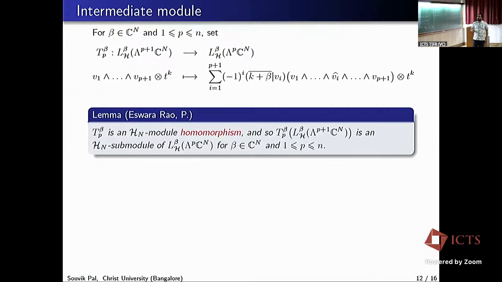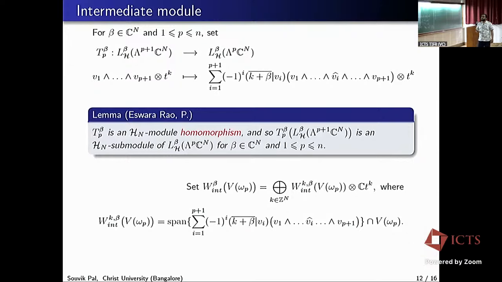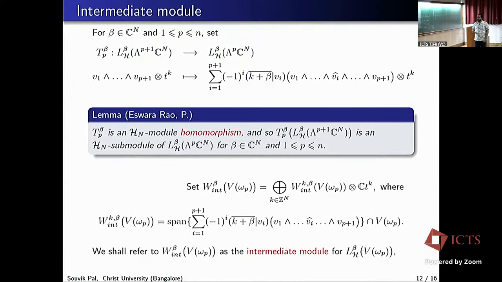Okay. Now, again, as I said, since I want Larsen modules over the fundamental representation, I need to intersect this thing with the fundamental representation, because this thing need not lie in the fundamental representation. It's just an element of the wedge product. So we call this the intermediate module, okay. And this also turns out to be indecomposable.